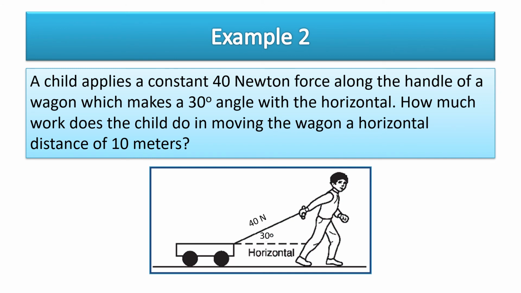It says a child applies a constant 40 Newton force along the handle of a wagon, which makes a 30-degree angle with the horizontal. How much work does the child do in moving the wagon a horizontal distance of 10 meters? Pause the video. I know, come on, pause the video and try this one on your own. This one's like a good, decent challenge.